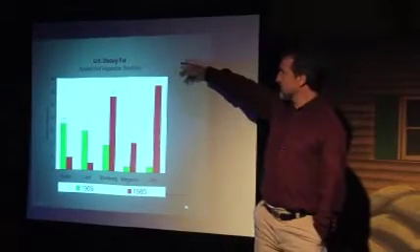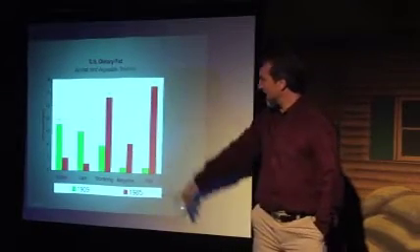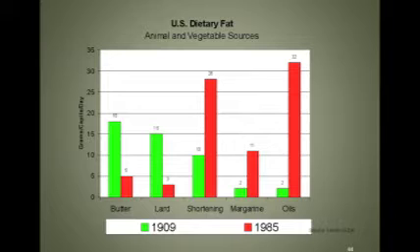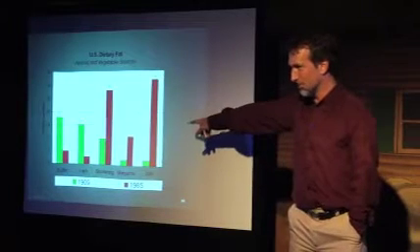Dietary sources of fat in the U.S. diet. Okay, we've got 1909 in green, and we've got 1985 in red. What you see is this massive increase in the amount of polyunsaturated fats we're consuming versus the saturated fats we used to consume: butter, lard, and the shortening, which actually used to be animal shortening, not vegetable shortening.